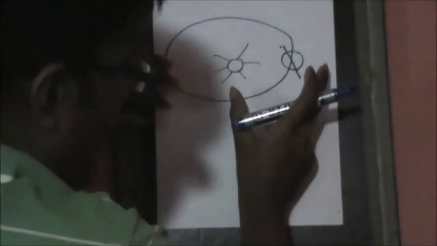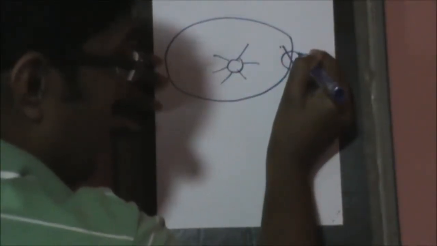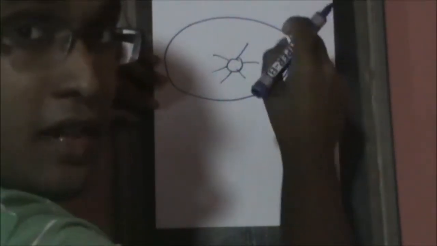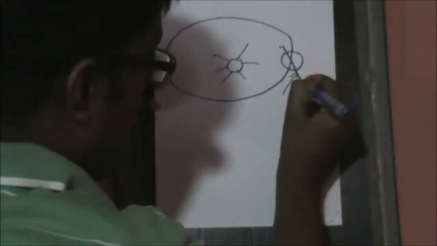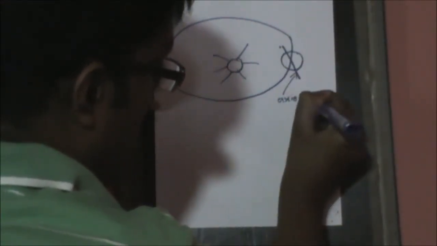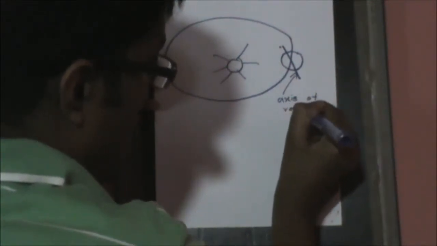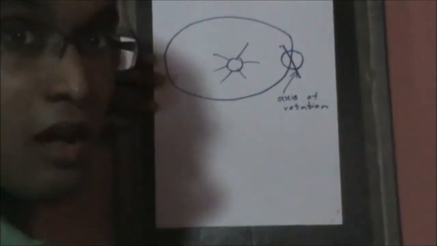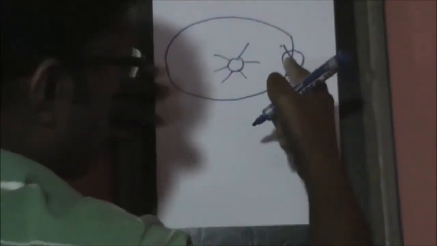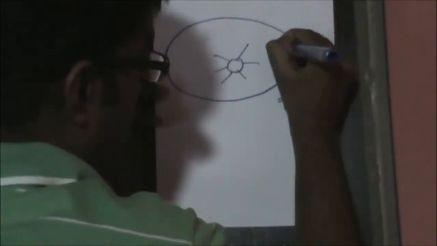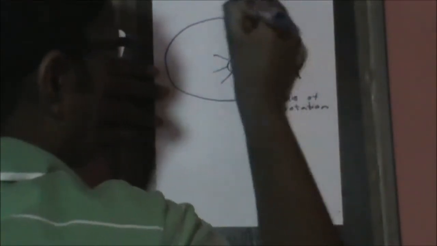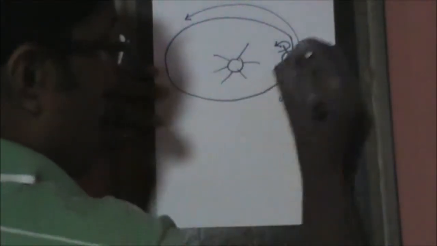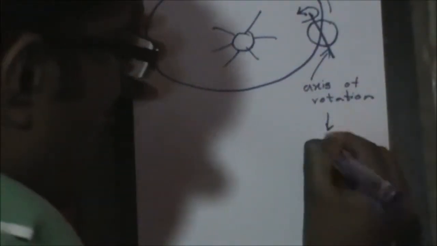And actually there are two motions you can see here. One motion is the rotation of the earth around its axis, so I'll call this the axis of rotation. And while rotating around its axis, the earth goes around the sun. So rotating about its axis is called the rotational motion.